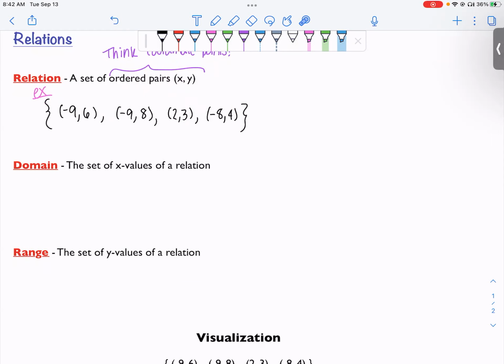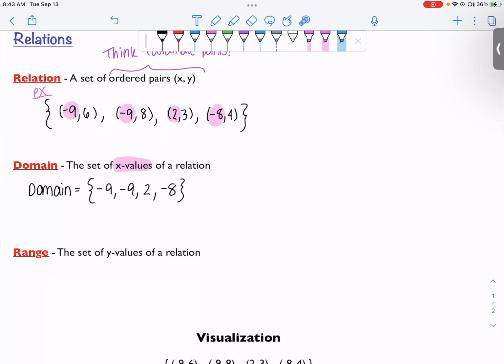The domain of a relation is going to be the set of x values of the relation. So looking back at this example I had up here, the x values are -9, -9, 2, and -8. If I wanted to talk about the domain of that set, it would be the set of just the x values: -9, -9, 2, and -8.